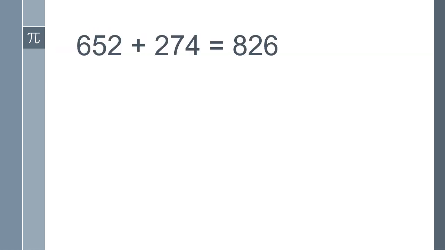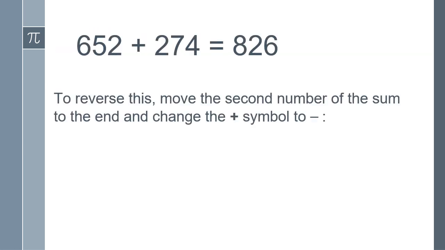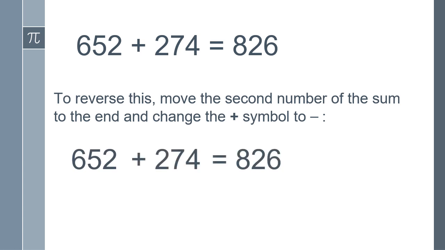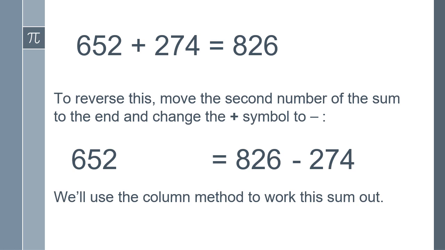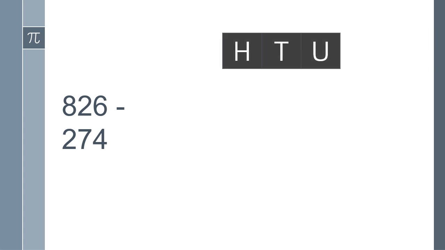So we'll do a reverse calculation to check this answer. Again, to reverse it, move the second number of the sum to the end and change the plus symbol to minus. So 652 add 274, our answer is 826. We're going to move that plus 274 to the end. It becomes minus 274. And then we'll use the column method to work this sum out. So that's the sum that we're doing.